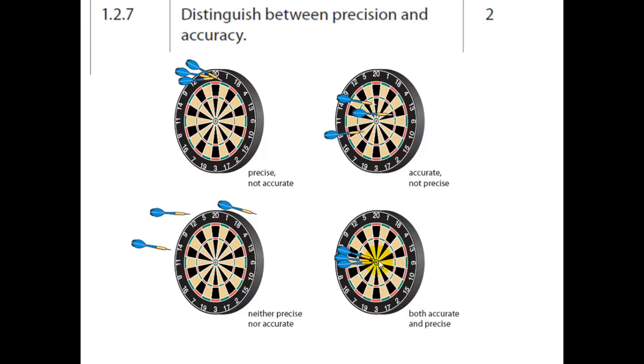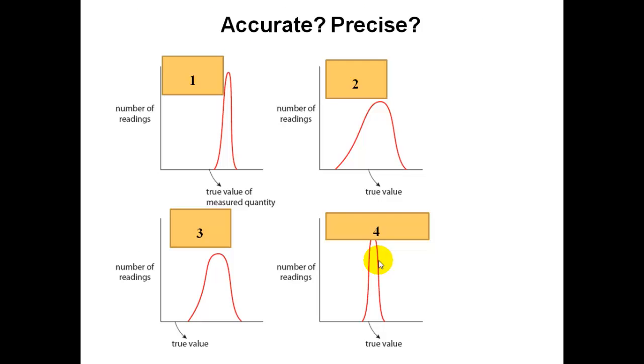Here we have a graph which shows this. If this is a true value and these are the number of readings, we find out all these readings are very close together, but they're not near the true value. So it's precise but not accurate. This one, the average is fairly close to the true value, so we can say it's fairly accurate but not very precise because the values are spread out over a large area.